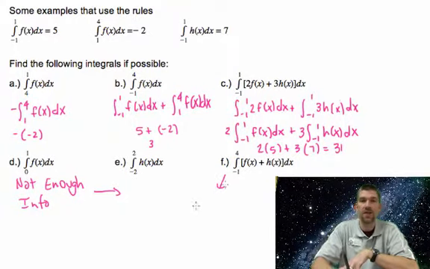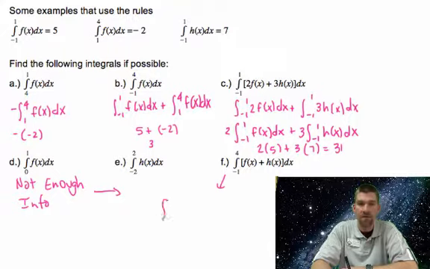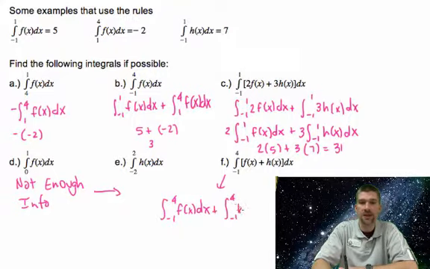Now that takes us to F. Well, I can rewrite F as negative 1 to 4 of f(x) dx plus negative 1 to 4 of h(x) dx.